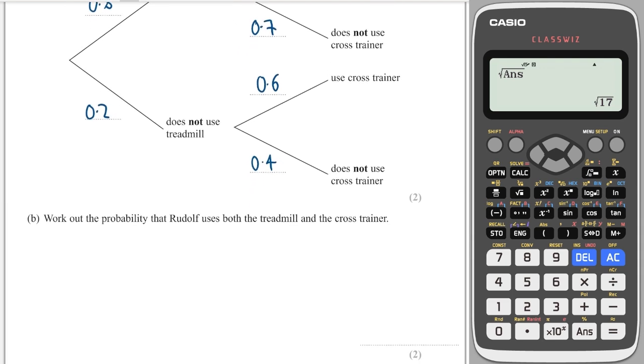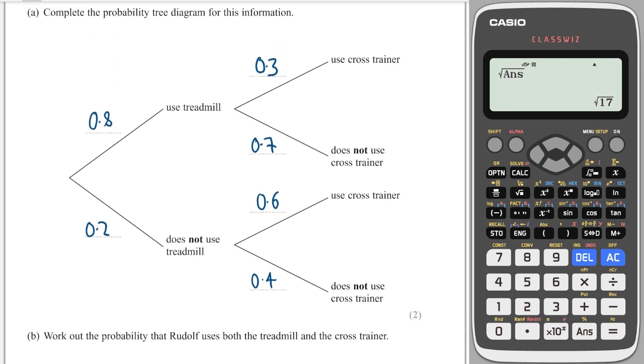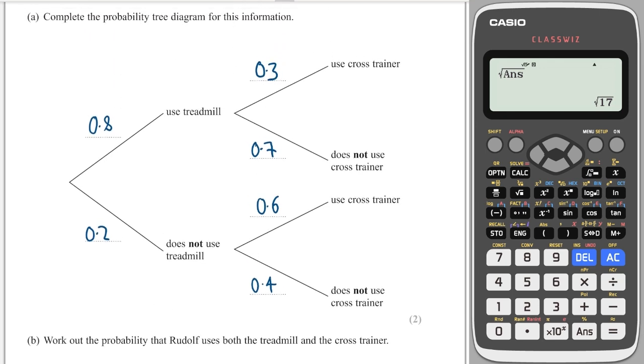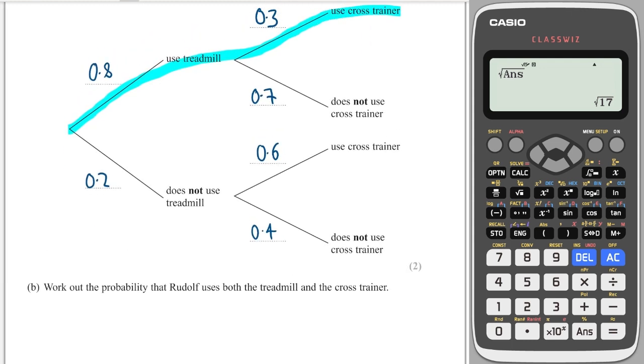Work out the probability that he uses both the treadmill and cross trainer. Well, using both, I can only do that by going down this branch here. And to work out the probability of a branch, we multiply the probabilities together. So it's 0.8 times 0.3, which is 0.24.